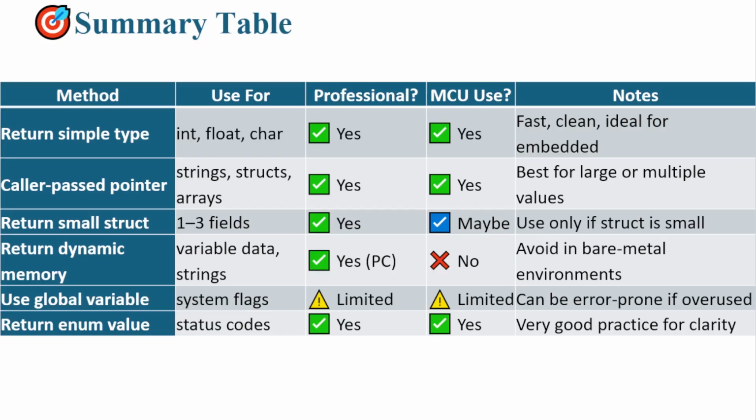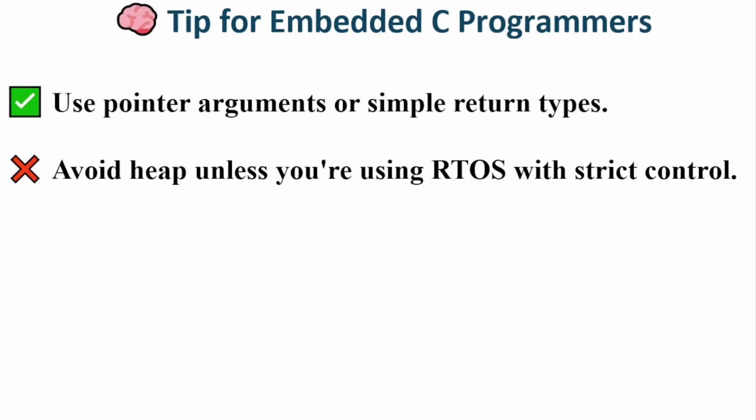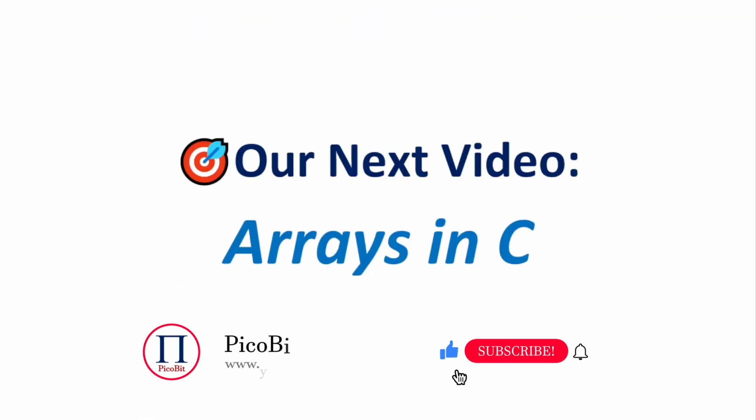Tip for embedded C programs: use pointer arguments or simple return types. Avoid heap unless you're using an RTOS with strict control. This is very important.